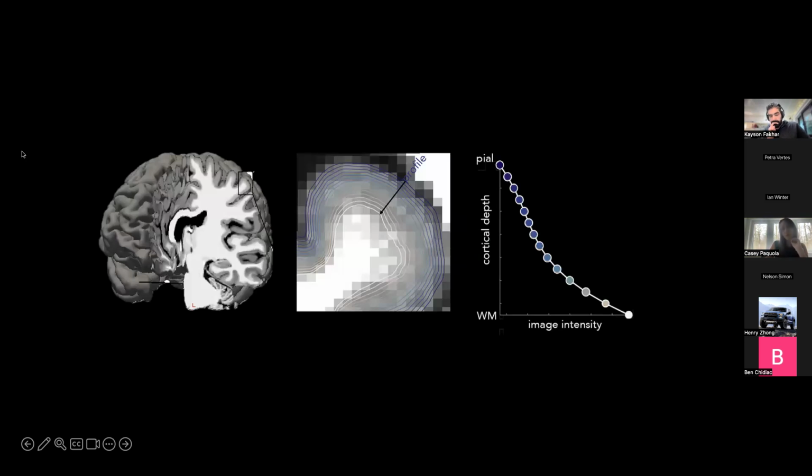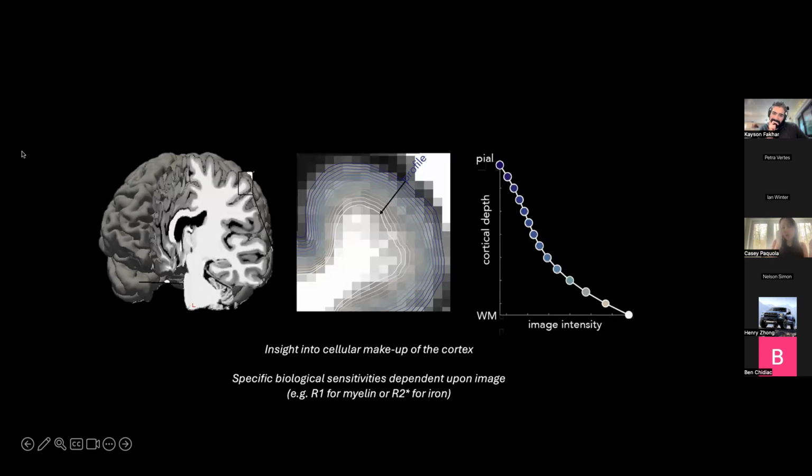Okay, the next section I want to talk about is how we actually translated this approach to in vivo imaging. So this 3D approach was actually very straightforward to apply to MRI, but just because you can do it, does that really mean that we should do it? So we knew that depending on the type of MRI you apply this to, it would reflect different types of biological sensitivities. So if you have an R1, we know that's highly sensitive to myelin. If you apply it to an R2 star, for example, that would be sensitive to iron.